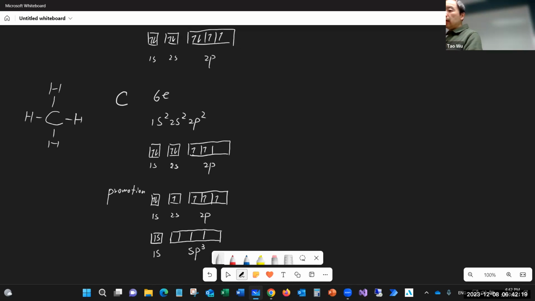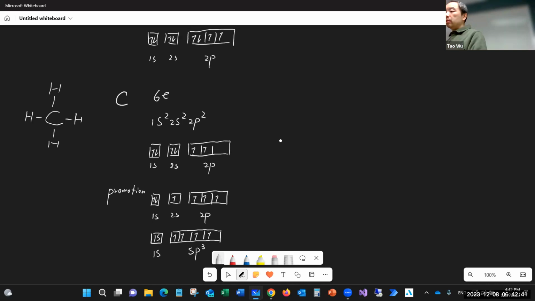Then you will see, in this case, the carbon is going to have 4 single electrons, and those 4 single electrons are identical, and then they are going to make the structure. They're making the hybridized orbitals. They can make 4 bonds with other things. That makes sense, right?